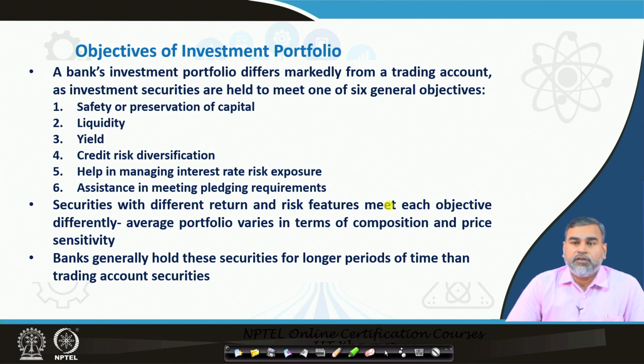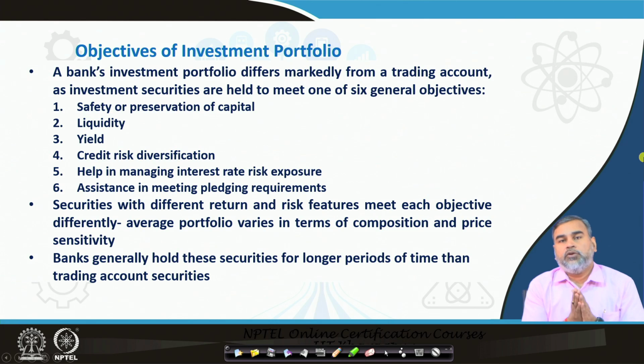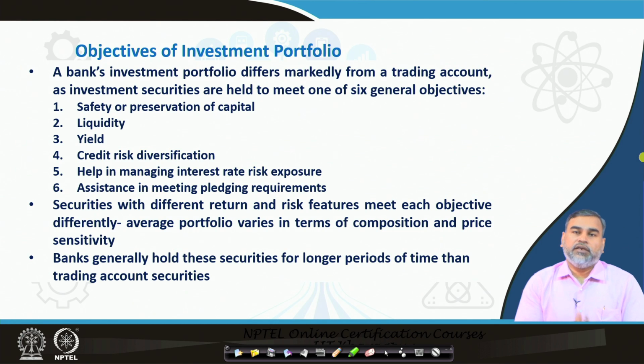Then yield means return, and they want to maximize the yield. They want to diversify the credit risk, because the major risk the commercial bank faces in all types of activities is the credit risk. How can the credit risk be diversified? Whenever they provide loans they are always exposed to credit risk, but whenever they invest, the credit risk exposure is not that much, though they are still exposed to a certain amount of credit risk. To avoid this aggregate credit risk, proper diversification of the credit risk should be done through proper investment activities by the commercial banks.